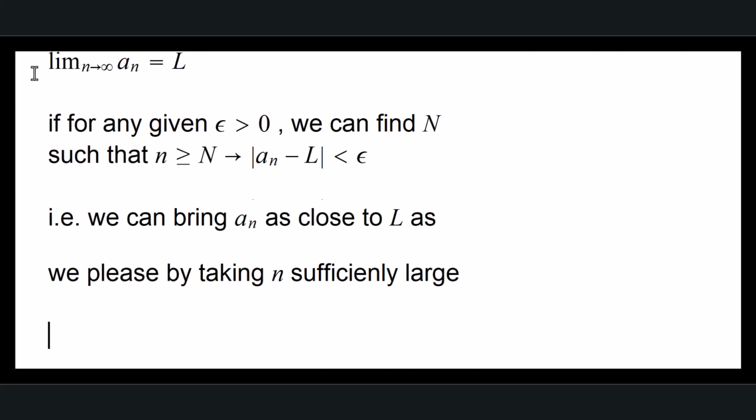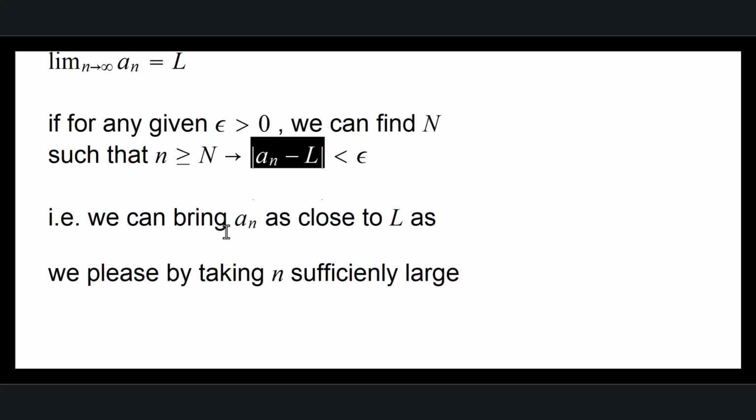Now you may have seen this analytical definition of the limit of a sequence, or the limit at infinity, that is, the limit of this quantity a_n as n goes to infinity is L. That happens if for any given epsilon greater than 0 we can find an N such that if we take our index n bigger than this big N, then the absolute value of a_n minus L, that is the distance of a_n from L, will be less than epsilon.